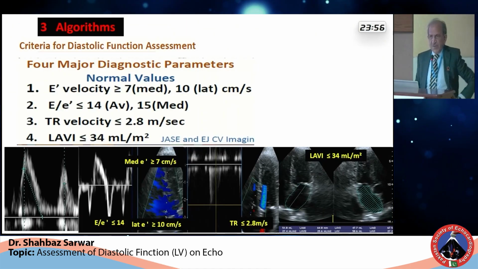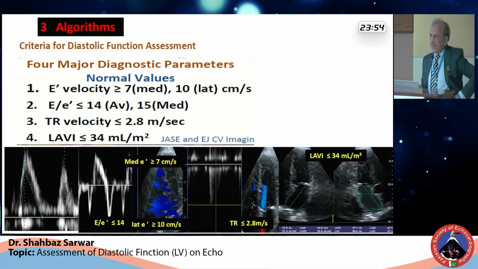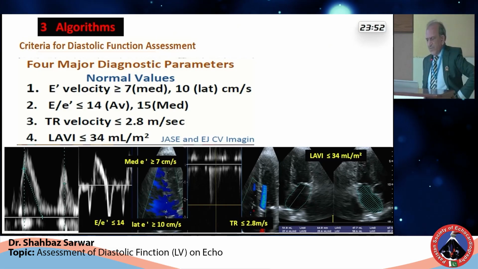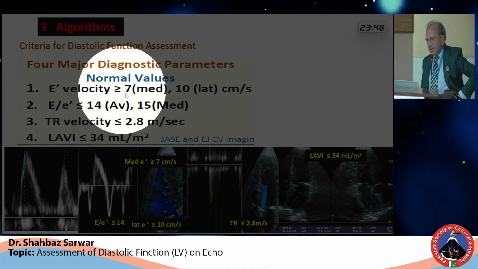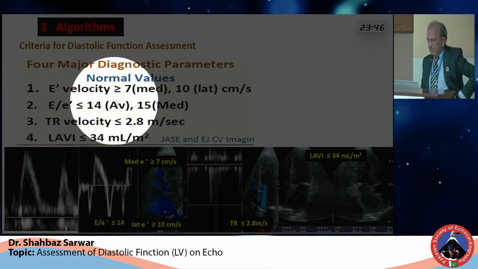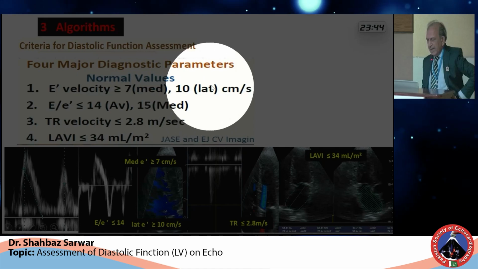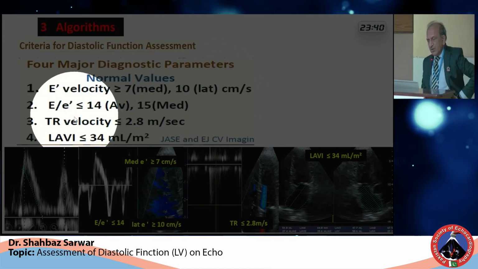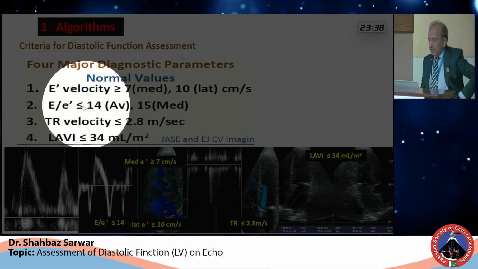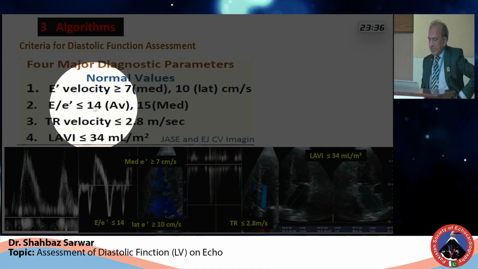So we have three algorithms to define diastology, and there are four major diagnostic parameters. The E velocity, which should normally be more than 7 and abnormal is less than 7, medial and lateral is more than 10. E by E prime should normally be less than 14. Again, you have seen that these are based on solid studies.